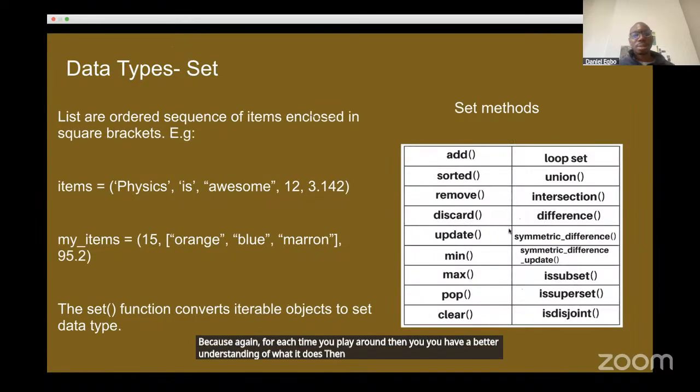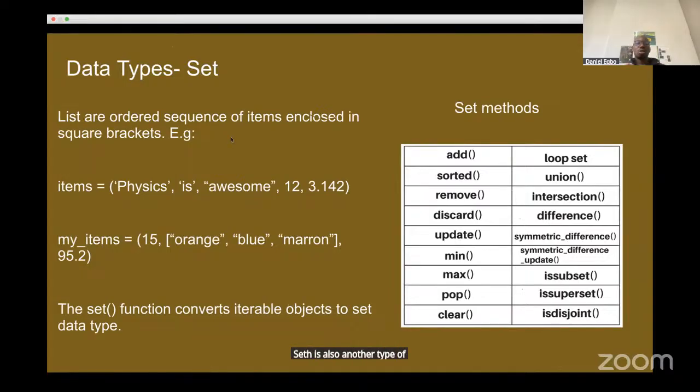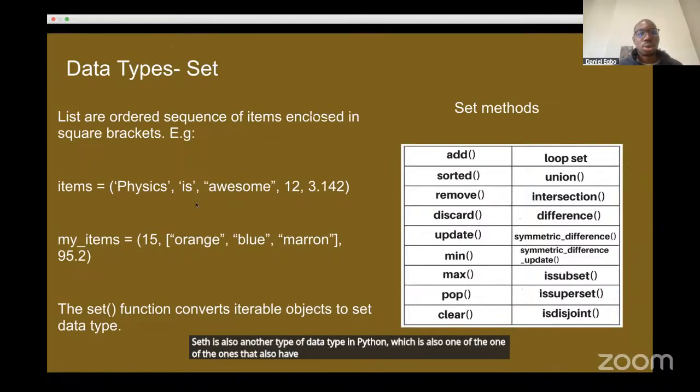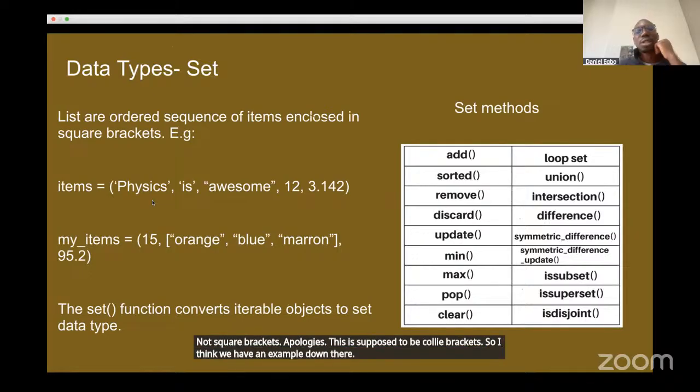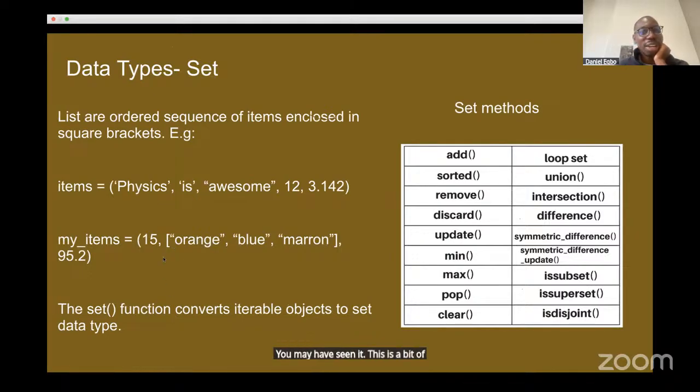Then let's talk about set. Set is also another data type in Python, which also has its own features. Oh no, okay, sorry, I've seen that there was a mistake here. Sets are usually enclosed in what you call curly brackets, not square brackets. Apologies, this is supposed to be curly brackets. So I think we have an example down there. So you may have seen it. This is a bit of an error. My eyes did not catch it.